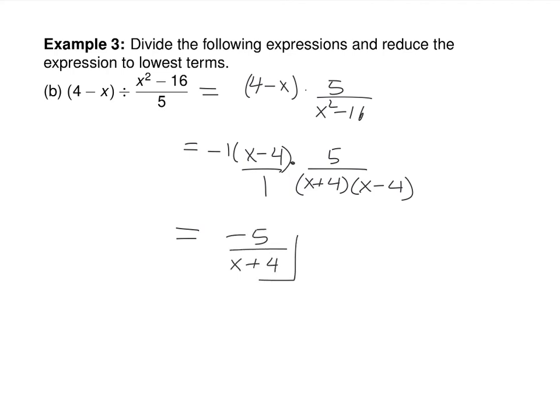Great. Nope, over x plus 4, because this x minus 4 cancels with that x minus 4. To get x minus 4, you have to distribute the negative 1, so that would disappear. And that would be good. So it would just be positive 5. Let me pause.